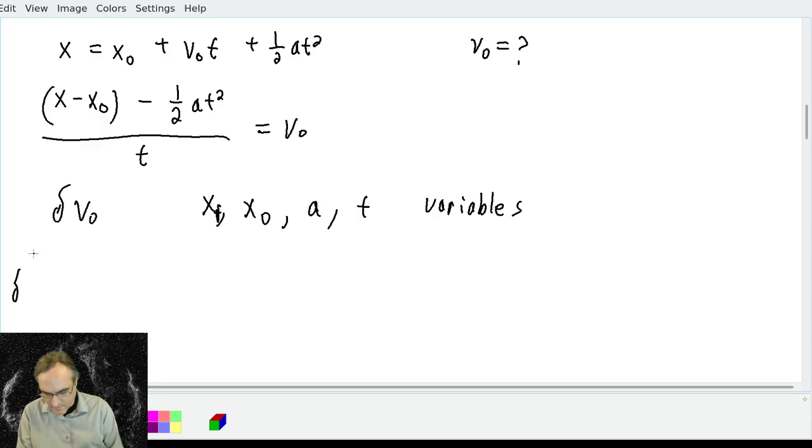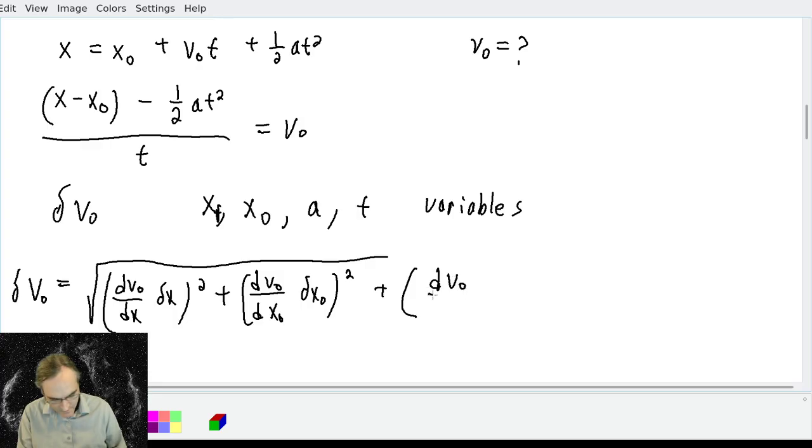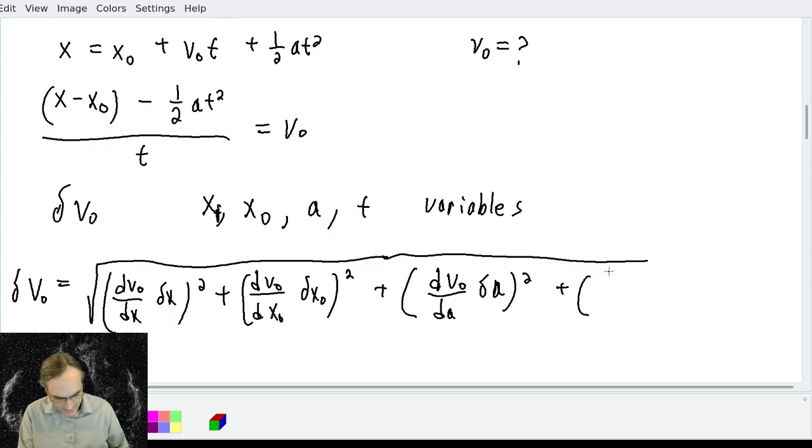So how will that look? Well, the uncertainty in our v naught will be the square root of dv naught dx, uncertainty in x, plus dv naught dx naught, uncertainty in the initial position x naught, and it just keeps on going. dv naught da, uncertainty in the acceleration, whole thing squared. Last term we have the time, plus dv naught dt, uncertainty in time, and squared.